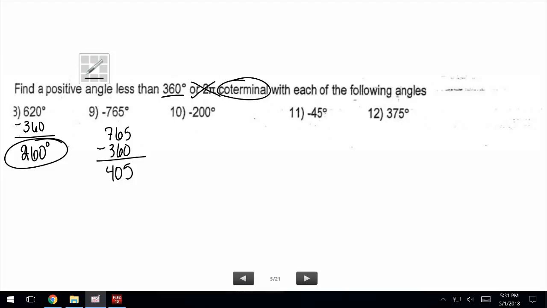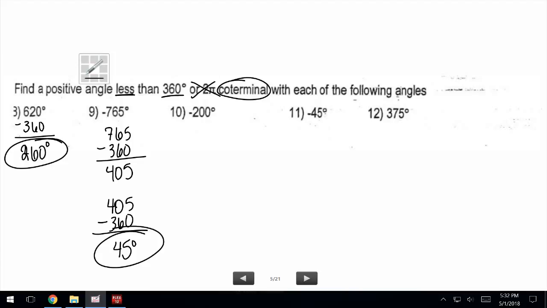But that is not my answer because it specifically said it had to be less than 360. So you got to take that and do it again. You got to do it until it's less than 360. Take your calculator, subtract it, and you should get 45. That is your answer because that is a positive angle that is less than 360.